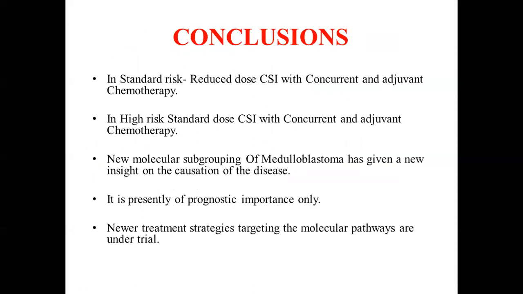Coming to the conclusions, by now all of us will be knowing what is the management of the standard risk and high risk. In standard risk, there will be reduced dose CSI 23.4 gray with concurrent vincristine, followed by adjuvant chemotherapy with CCNU, cyclophosphamide, and cisplatin. In high risk, standard dose craniospinal irradiation 36 gray with posterior fossa boost to 55.8 gray, along with the concurrent and adjuvant chemotherapy.